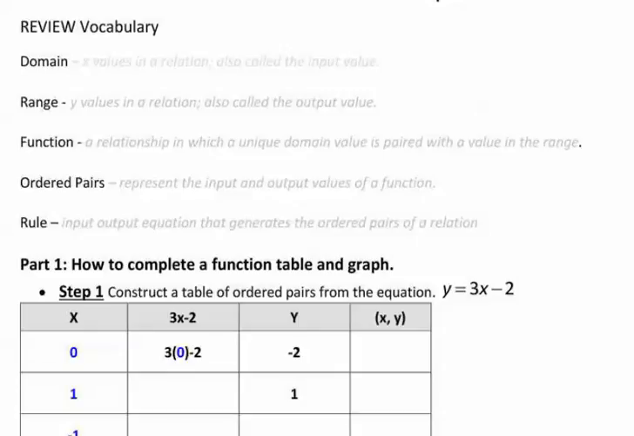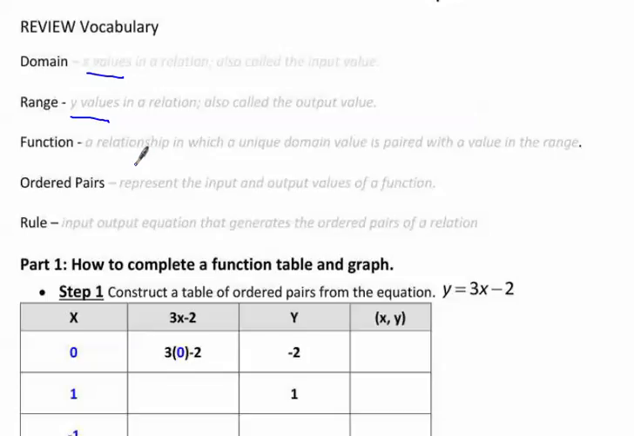Today we're going to talk about function tables and function graphs. To review some vocabulary, the domain is the x values in the relation, also called the input. Range is the y values of a relation, also called the output. A function is a relationship in which a unique domain value is paired with a value in the range.